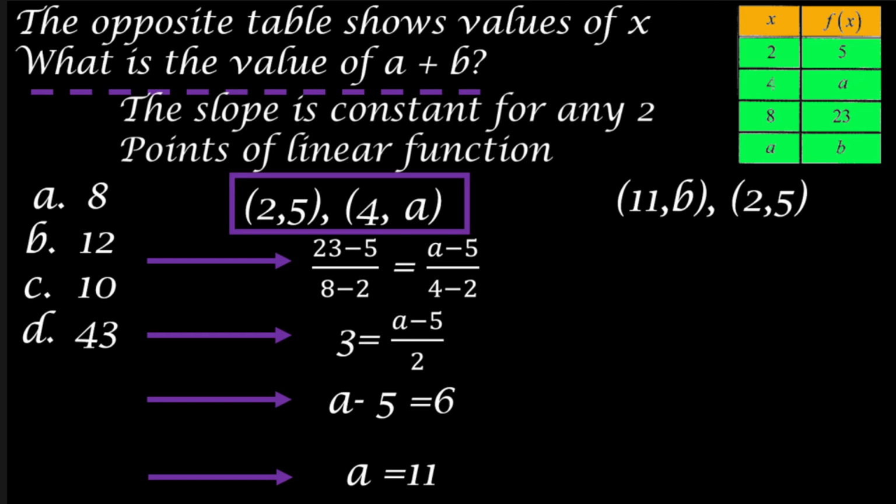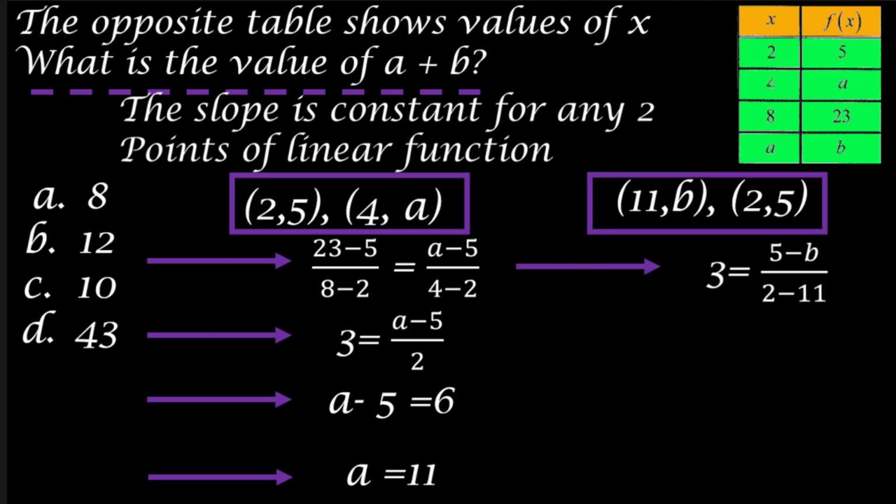And 2 comma 5, because now here a equals 11. So we use 11 comma b, the last point here, and 2 comma 5, and find the equation. The slope equals 5 minus b over 2 minus 11. What does it equal? Equal to 3. We studied before, or we found it before.